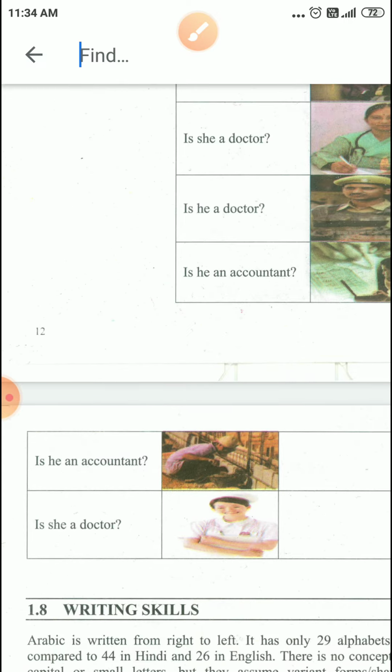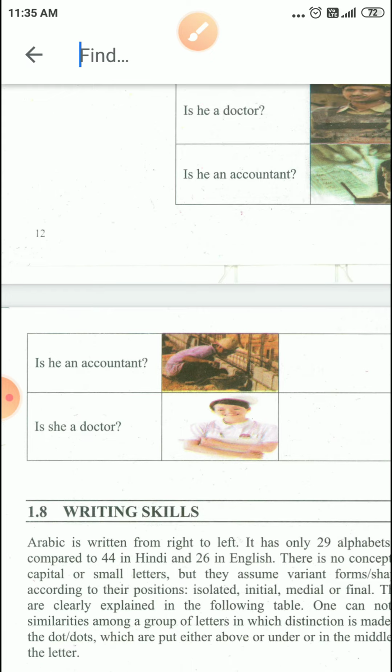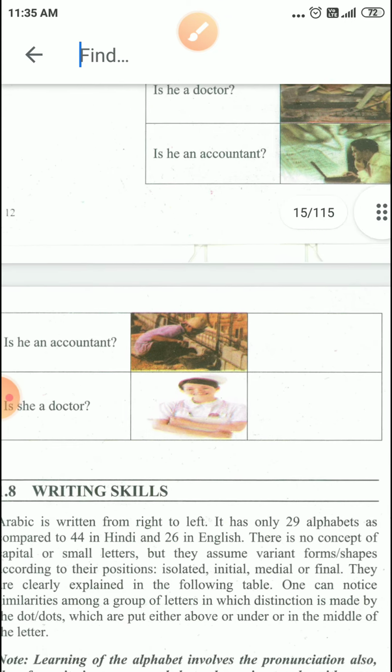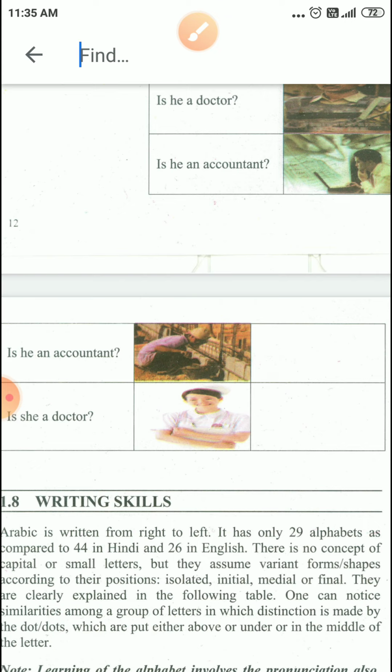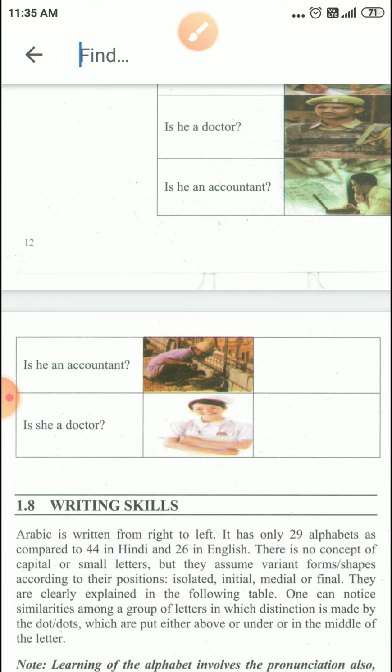These were the questions based upon yes and no, which is naam and la in Arabic. Remember this point that Arabic is written from right to left. It has 29 alphabets as compared to 44 in Hindi and 26 in English. There is no concept of capital or small letters, but they assume variant forms and shapes according to their positions: isolated, initial, medial, or final.